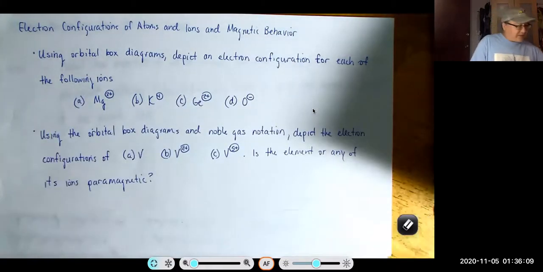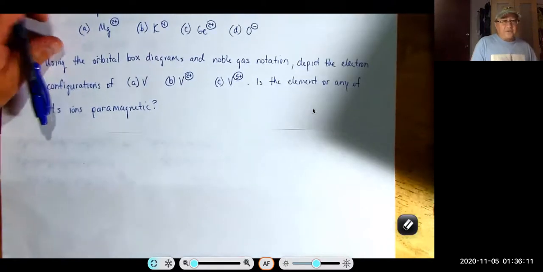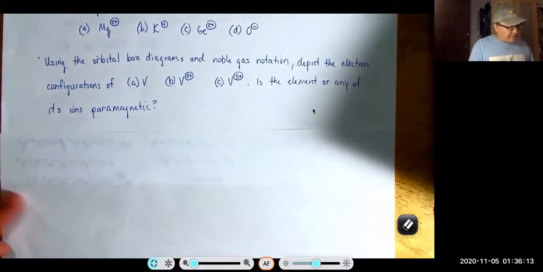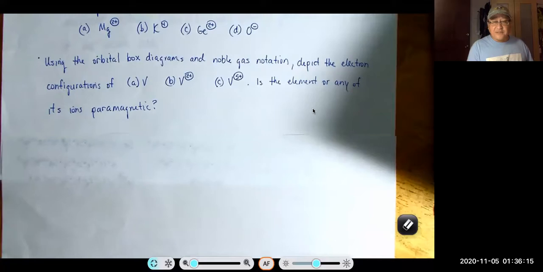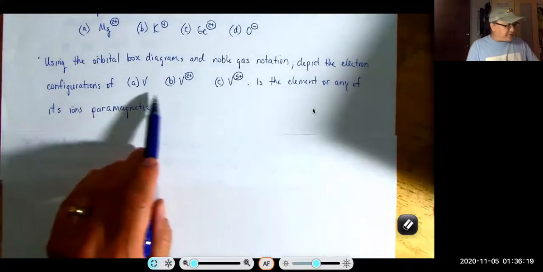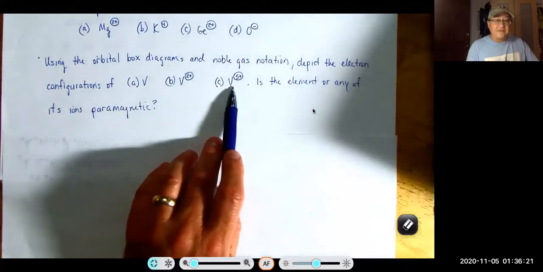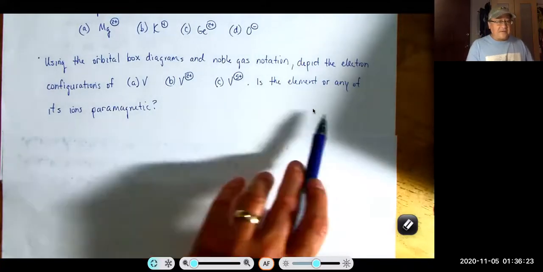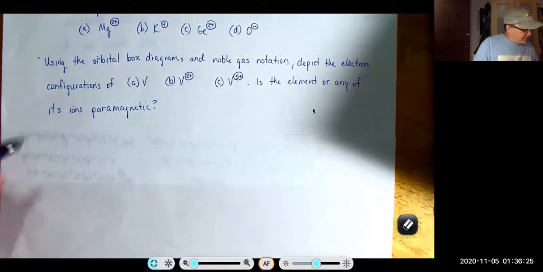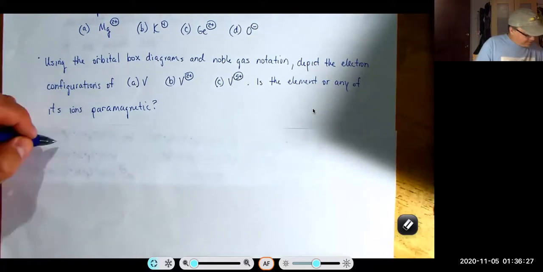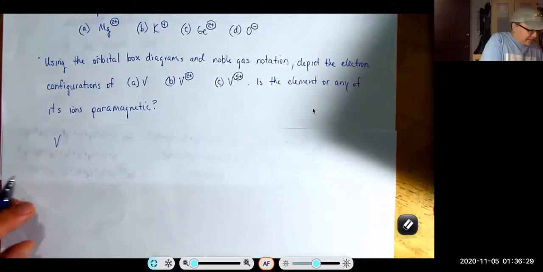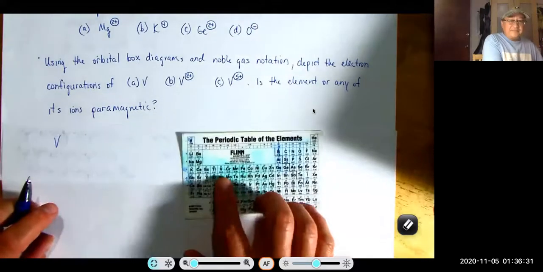Okay, let's look at the next question here. Using the orbital box diagrams and noble gas notation, depict the electron configurations of vanadium, vanadium plus 2, and vanadium plus 5. Is the element or any of its ions paramagnetic? So let's take a look at vanadium. So on my periodic table, here's vanadium.